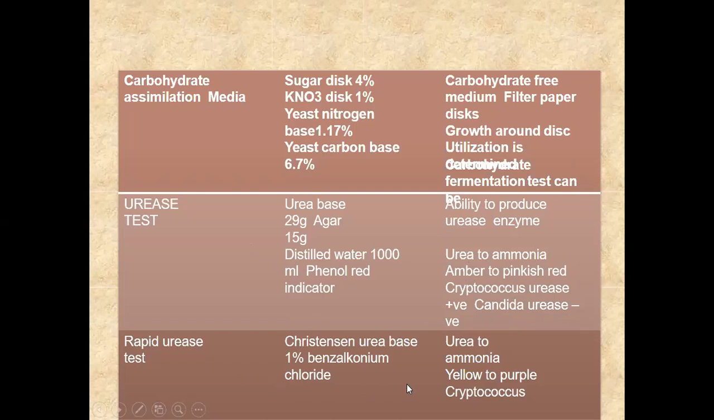Next, the rapid urease test. It will convert urea to ammonia. The color will turn from yellow to purple. So to identify what type of biochemical compound is present in that particular organism, we are using this test.